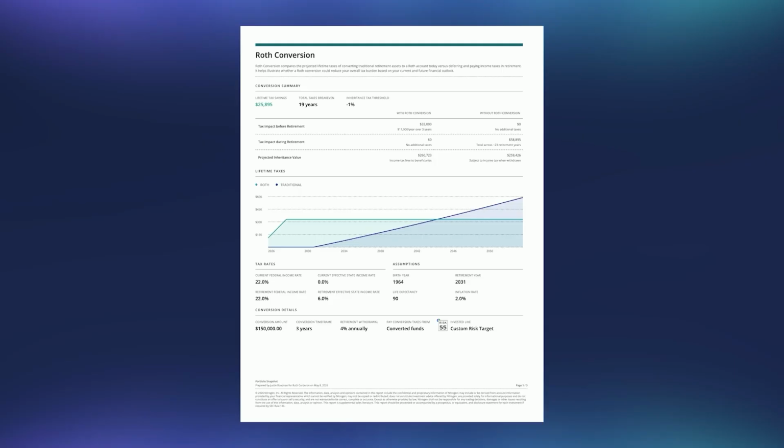And all of this is printable, by the way. The Roth conversion calculator results are now a full report element. You can pull them straight into any client report, so the conversation lives beyond the meeting and becomes a part of the plan. Okay, last thing.